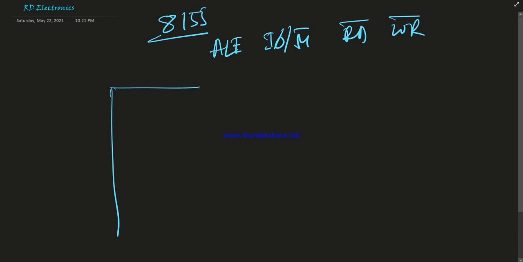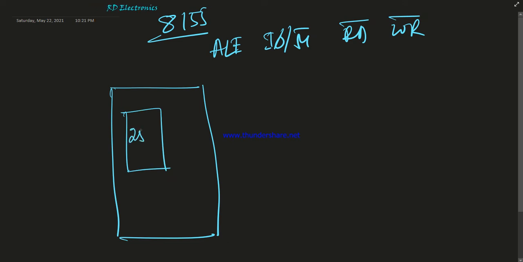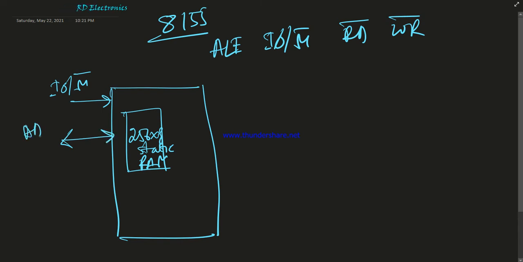First of all, we discuss the internal diagram of the 8155. It contains a 256 by 8 static RAM, built into the 8155. This is IO/M bar, for input output or memory related operation. This is the lower address AD7 to AD0. This is chip enable, which is an active low pin.